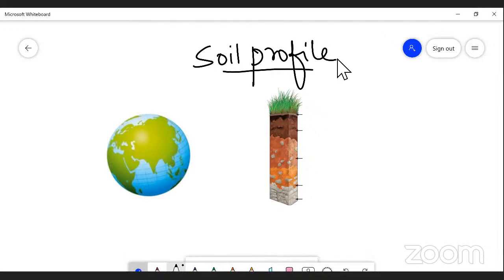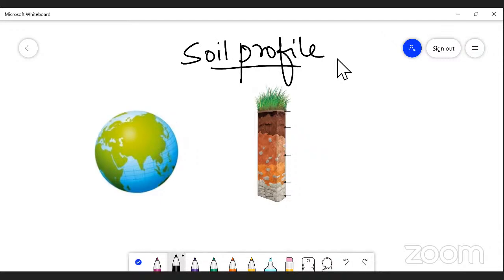Soil profile means it consists of different layers which are arranged one above another, right? Now you see the picture on the screen. The superficial layer of the earth is known as the soil, and the soil consists of different layers arranged one above another. In the picture, you can find the first layer is made up of very big rock, you can see, right?